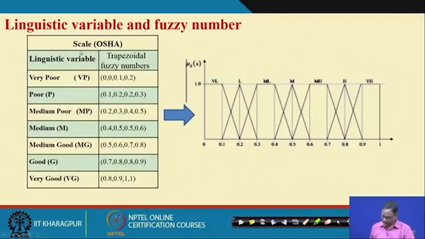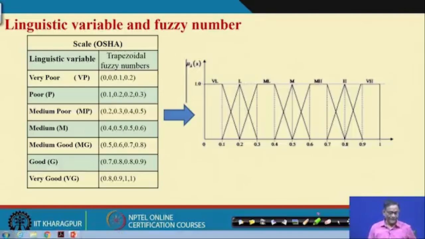So, there is a scale. Suppose you are going for a linguistic variable and converting it to a fuzzy number. This is the linguistic variable: very poor, poor, medium good, good and very good, such kind of things will be there. If I ask what is the probability of committing error, when we are saying very good it means basically very, very high. Good means high, medium good means medium high, then medium low, then very low. So, the very poor to very good scale is given by OSHA. So, you have to make changes to suit the context.